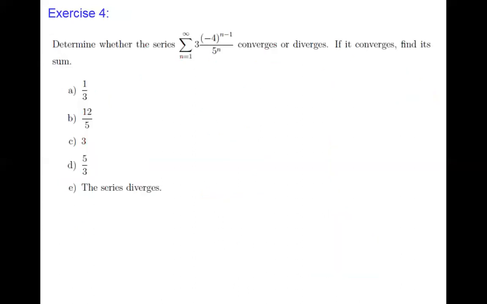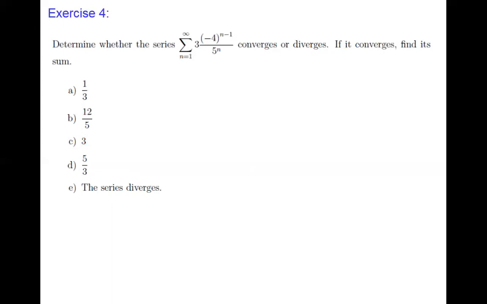Okay, multiple choice question. Determine whether the series converges or diverges. If it converges, find its sum. We have a few options. That means, again, I see a sigma starting from 1 and going off to infinity, and the formula is 3 times negative 4 to the power of n minus 1, over 5 to the power of n.